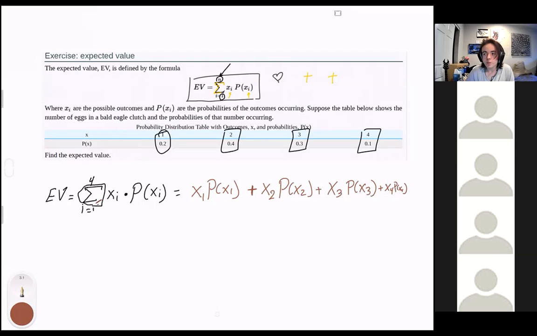Was joking. So now, I took care of the sigma. Now let's plug in the values. What is the value of x1? This is x, correct? x of 1 is 1. What is p of x1? It is 0.2. So 1 times 0.2 plus x of 2 is 2. p of x2 is 0.4 plus 3 times 0.3 plus 4 times 0.1.